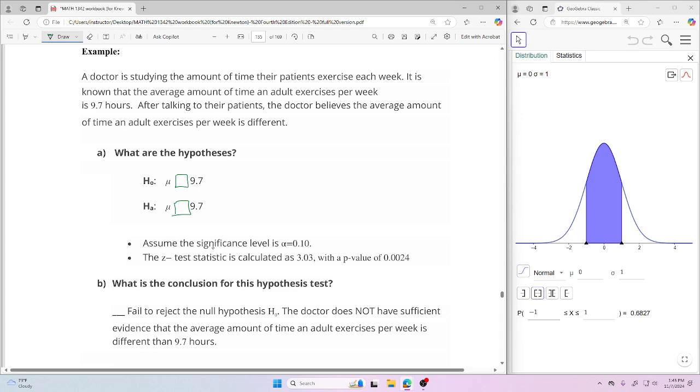It is known. It is known. Status quo. H naught. Normal. We're all knowing this. 50% of Americans are female. Here we go. It is known that the average amount of time is 9.5, about 10 hours a week exercising.